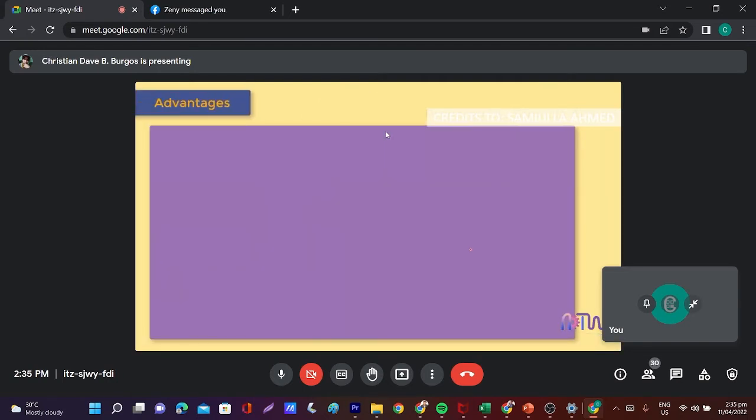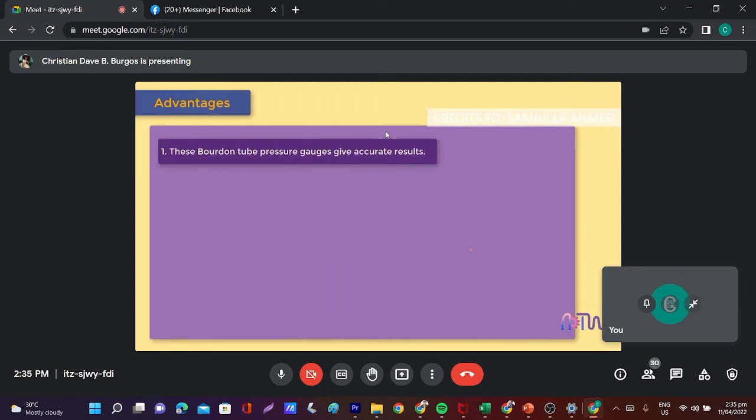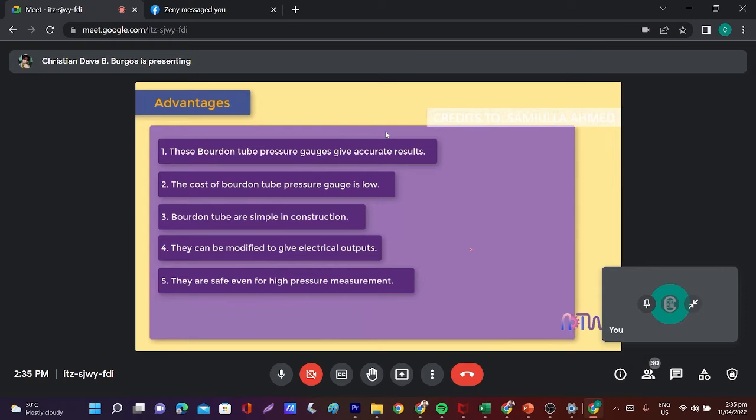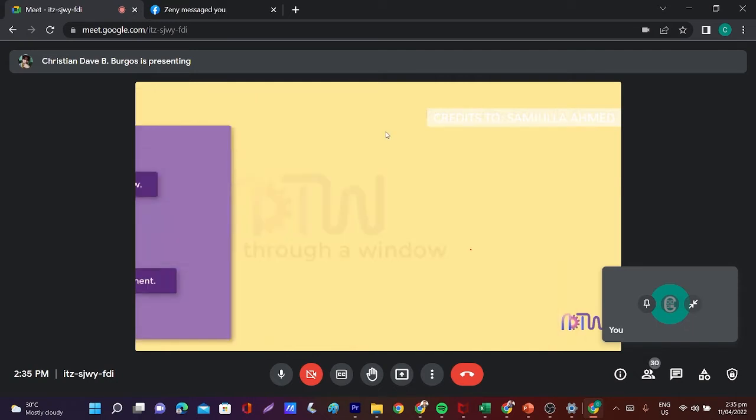Advantages of burden tube pressure gauges. 1. These burden tube pressure gauges give accurate results. 2. The cost of burden tube pressure gauges is low. 3. Burden tubes are simple in construction. 4. They can be modified to give electrical outputs. 5. They are safe even for high pressure measurement. 6. Accuracy is high, especially at high pressures.